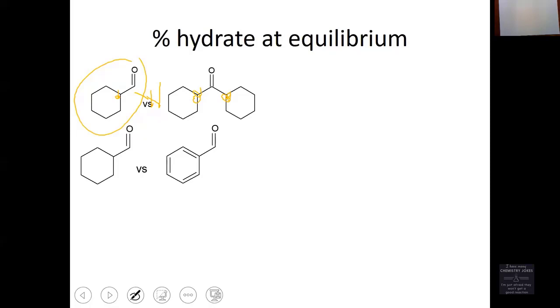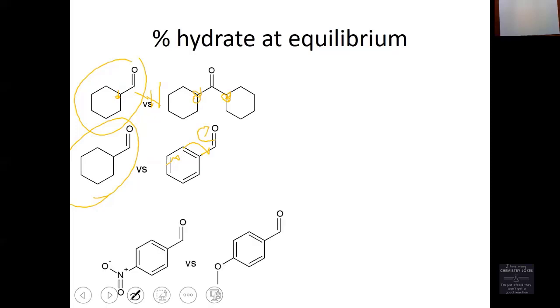Well, the benzene one can actually donate electrons to make things more stable. Those are resonance arrows. They're pretty illegible, I recognize. But the benzene can donate electrons to help stabilize the partial positive on the carbonyl. So again, that makes this aldehyde more reactive, more greater percent hydrate at equilibrium.